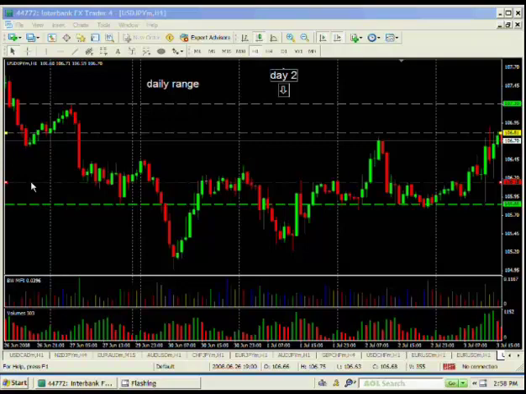So when you look at the daily range, you can also apply these concepts to the weekly range or even the monthly range, and you would just take the high, low, open, and close of the weekly bar and use that as your range, or you can do a combination.